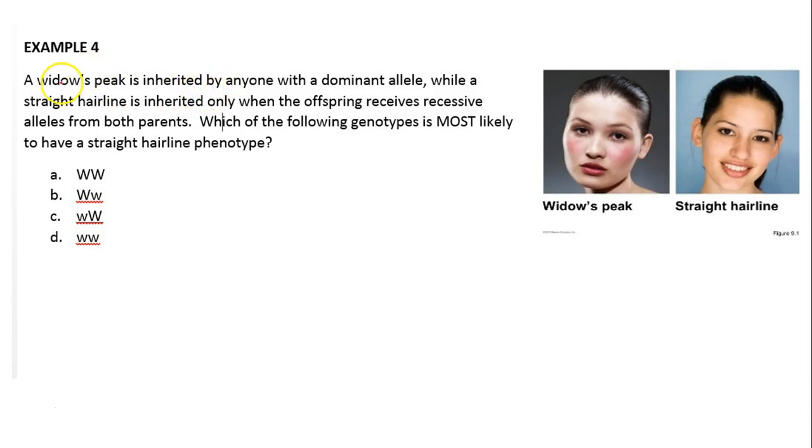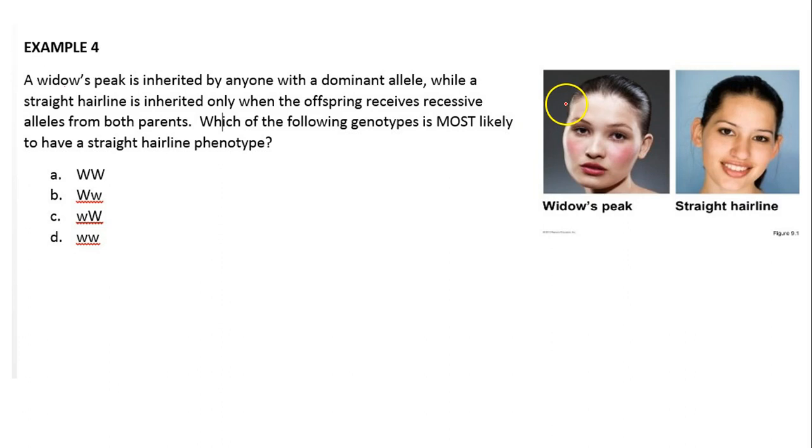Okay, example 4. A widow's peak is inherited by anyone with a dominant allele, while a straight hairline is inherited only when the offspring receives recessive alleles from both parents. Which of the following is most likely to have a straight hairline phenotype?